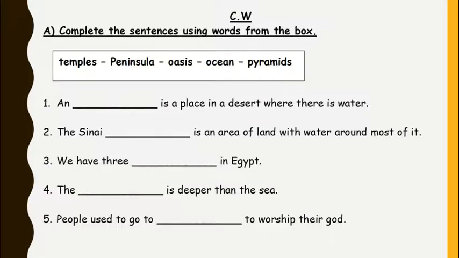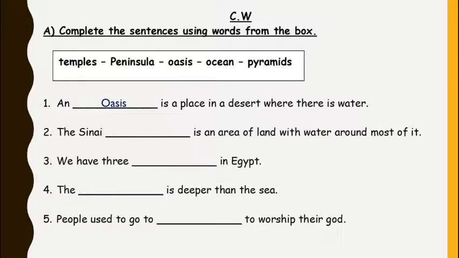Okay, moving into your classwork. First, I need you to read the rubric of the question really well. Here we have complete the sentences using the words from the box. We have temples, peninsula, oasis, ocean, and pyramids. Okay, number one. Dots is a place in the desert where there is water. What has water in the desert? Yes, the oasis. After each answer that you write, I need you to cross the words in the box so you know what words you have left.